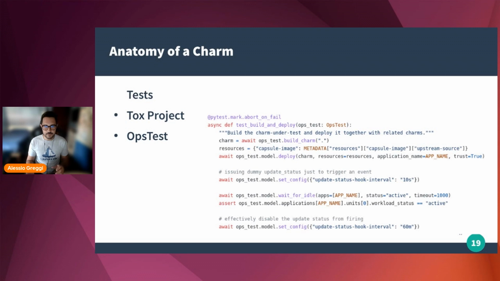So in the example, you can see our test that is named test build and deploy, where essentially we build the charm and deploy it with the right configuration. And in the end, we try to set some values in order to check if the charm is working properly.